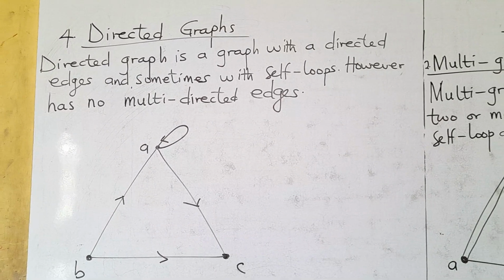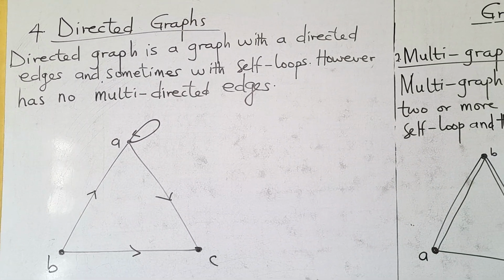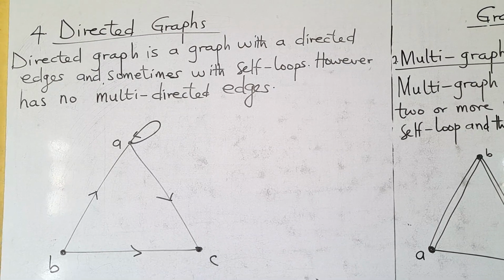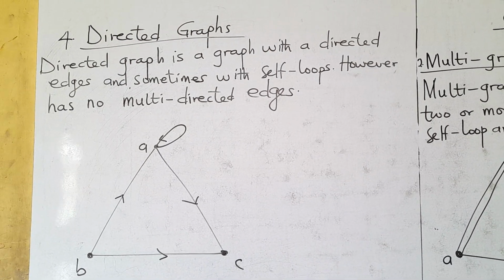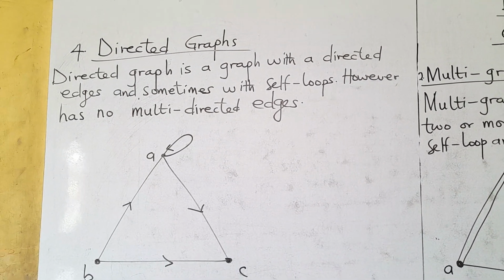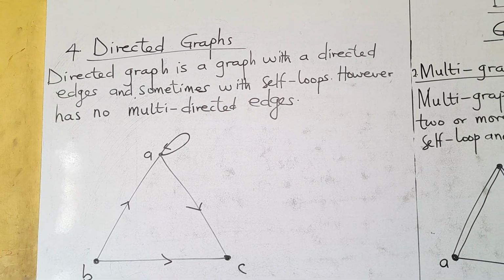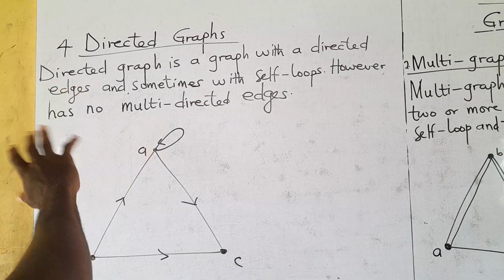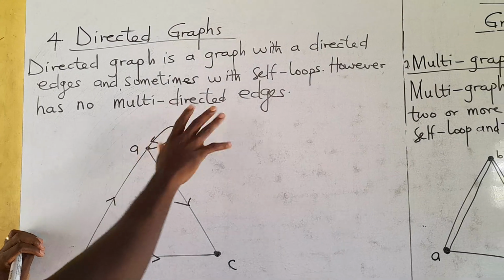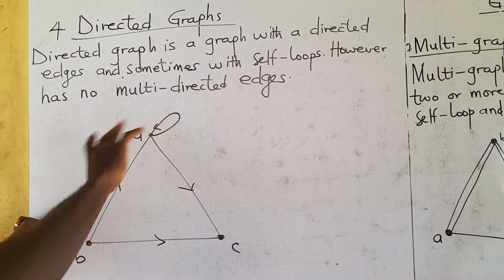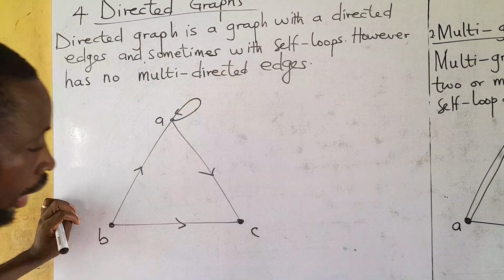So our next stop is directed graphs. Remember, in multi-graphs, pseudographs, and simple graphs, the edges are not directed. But a directed graph is a graph with directed edges, and sometimes with self-loops. However, it has no multi-directed edges.